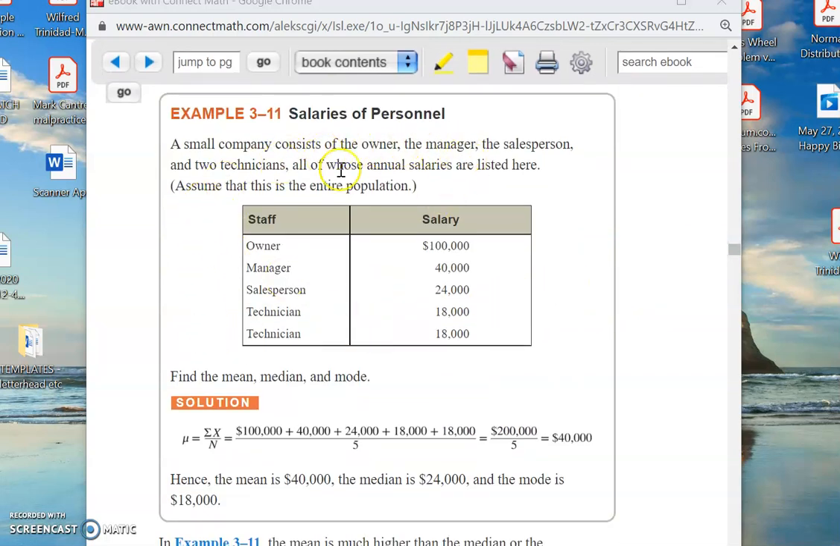This almost looks like a category, but it's not. The category is staff. Obviously there are different members of the staff, but this is not categorical data. These are data points. This guy has a salary of 100,000. This guy has a salary of 40,000. So this is X sub 1, X sub 2, X sub 3, X sub 4, X sub 5. So this is not categorical data. In any event, if you calculated the mean, the median, and the mode, what answers would you come up with?